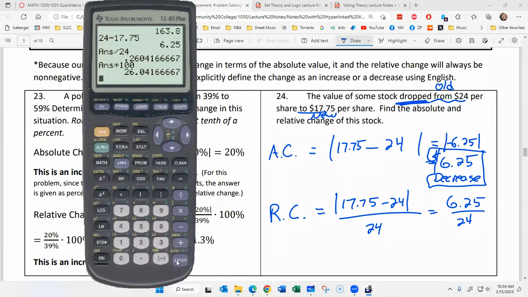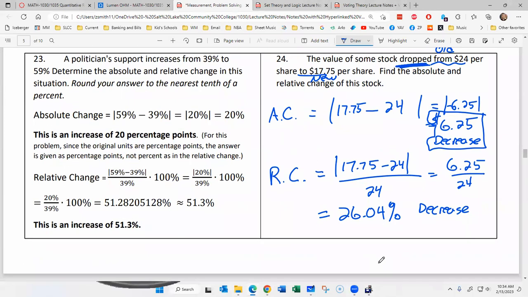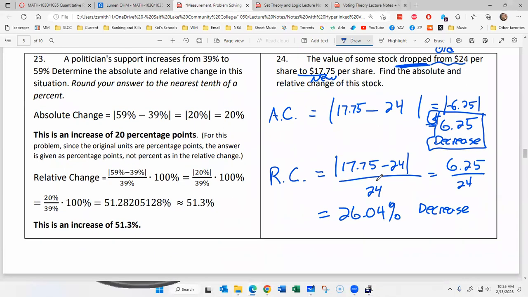Again, I'm doing the multiply by 100 and divide by 100 because I don't want to mess around with my brain moving decimal places on the test. Just let your calculator do this work. 26.04%. But again, we have to use the English decrease because the absolute value wiped out whether it was an increase or a decrease.